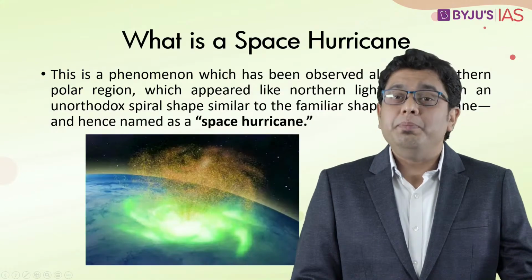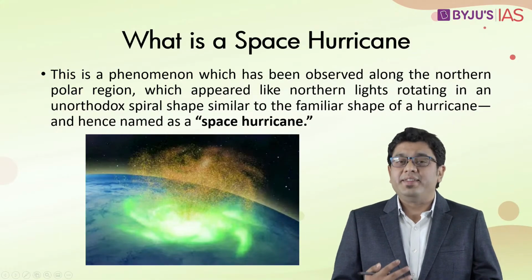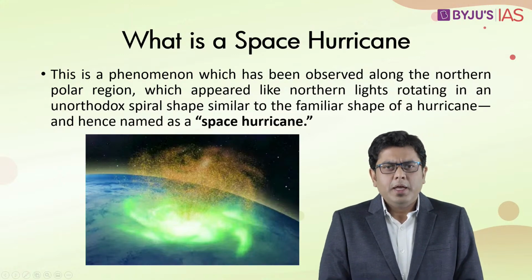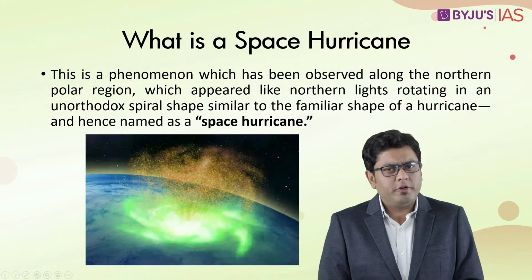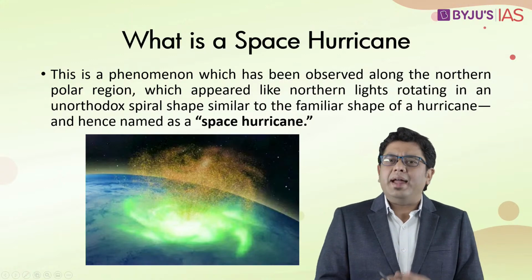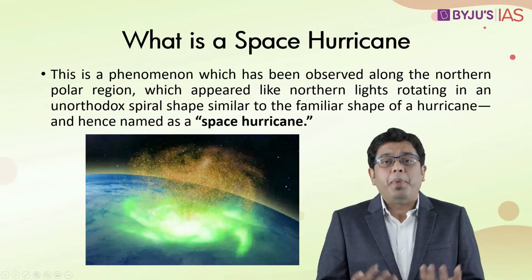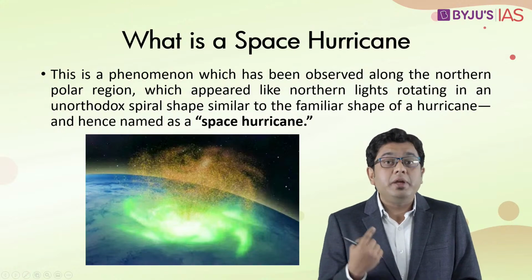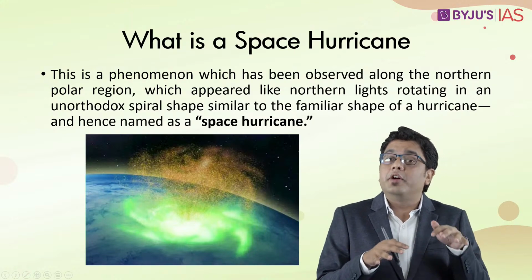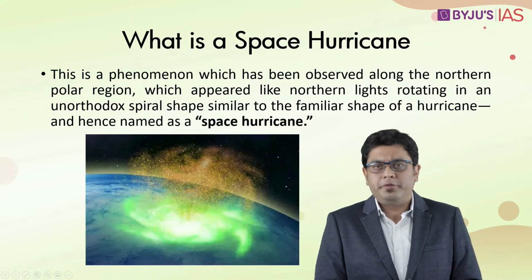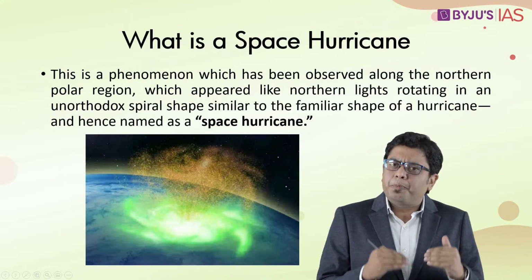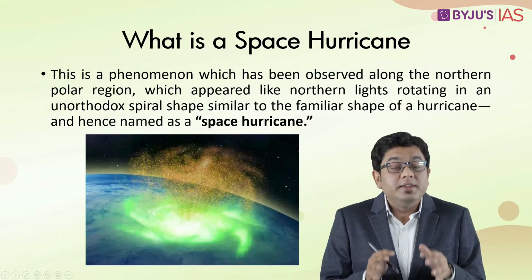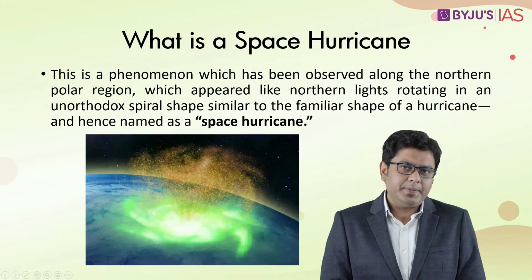That is, what do we mean when we talk about a space hurricane? What exactly is a space hurricane? If you look at the figure in front of you, you will be able to see that charged particles, or in a way light, in a pattern of circulatory motion, is present over the surface of the earth in the upper atmosphere. And this presence of light in a circulatory pattern is why the name hurricane has been provided.